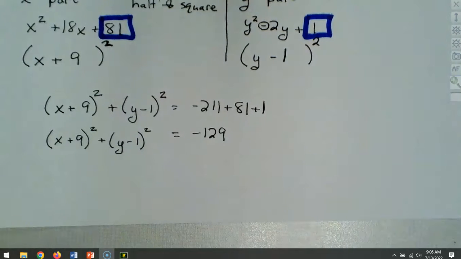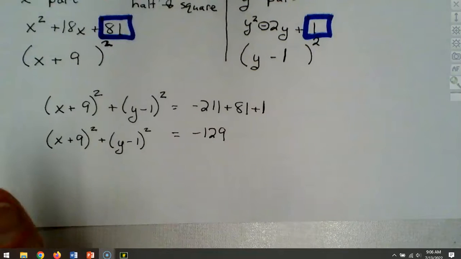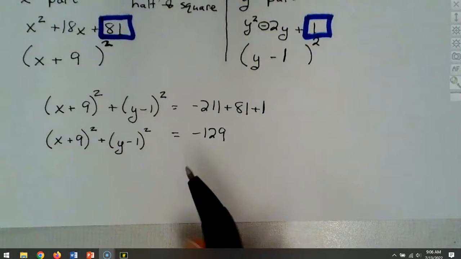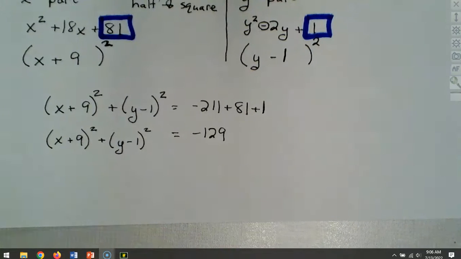Now, let's remember, for this to be a circle, the right-hand side must be positive, right? And if it's not, then that means it's not a circle. If it's 0, what does that mean? If it's 0, it means it's a point.